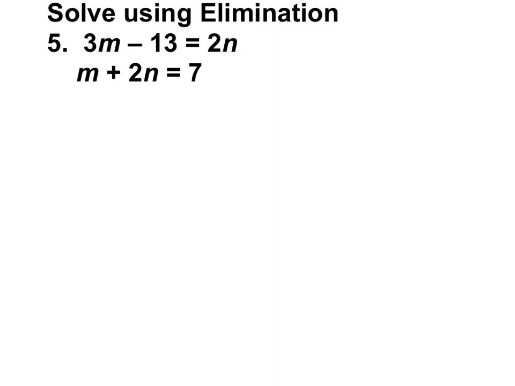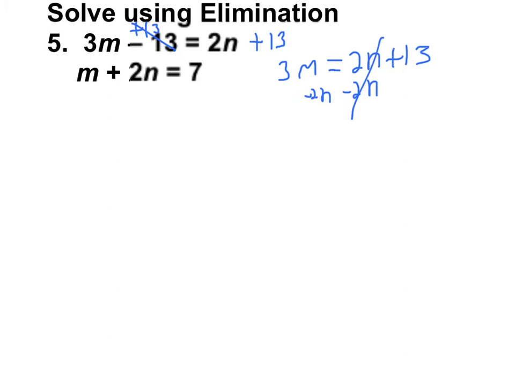So the first thing I'm going to do is add 13 to move that 13 over to this side. So now that says 3m equals 2n plus 13. But they're not the same yet. This equation that I like says m and 2n. So I need this to be m and then an n over there. So to get it to look like that, I'll subtract this 2n from both sides. So I'll put it over here now. Now it says 3m minus 2n equals 13.